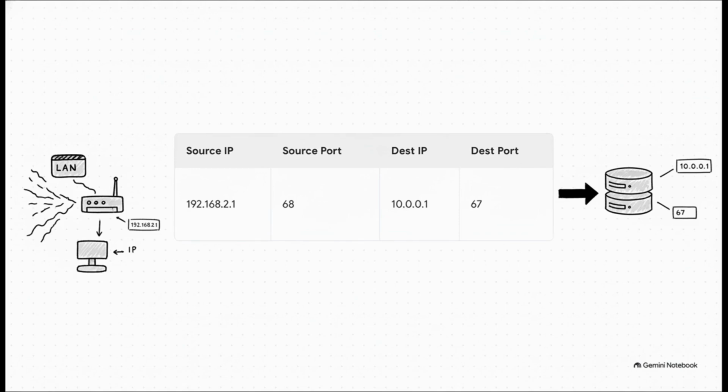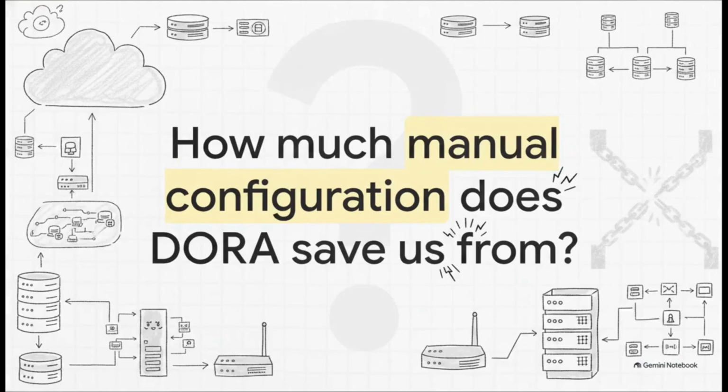The relay agent intercepts the local broadcast, creates a fresh message, and unicasts it directly from source IP 192.168.21 on port 68 straight over to destination IP 10.0.0.1 on port 67. The central server replies, the relay agent passes it back to the local LAN, and boom, the distant client gets its IP. It really is an incredibly elegant system. As enterprise networks scale toward these massive, automated SD-WAN environments, this invisible process saves us from literally thousands of hours of manual configuration every single day.